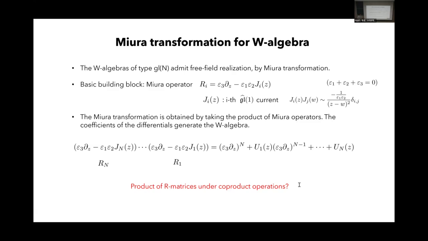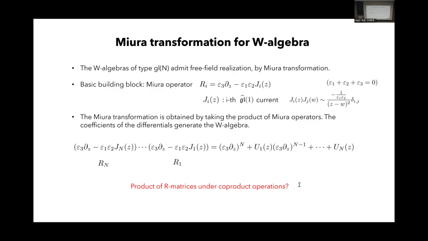What I mean by GL1 hat current is that it's a current that satisfies this OPE relation: J_i(z) J_j(w), whose singular part has a double pole at z equals w with some coefficient. And you can see that there's a canonical delta_ij. That means that it's totally non-interacting. They don't talk to each other. And that's why this is a free field realization. So this is simple enough. And I'm going to give you a definition of the algebra of type GL_N by embedding it into a tensor product of such free bosons.